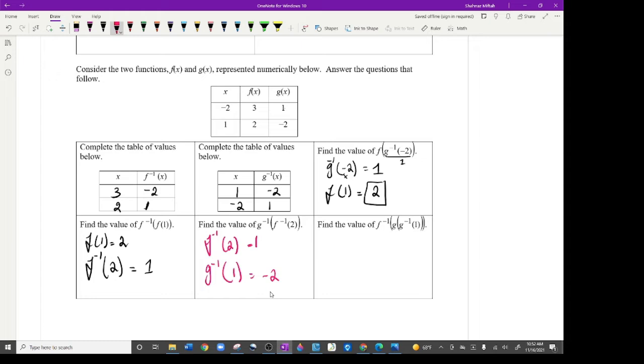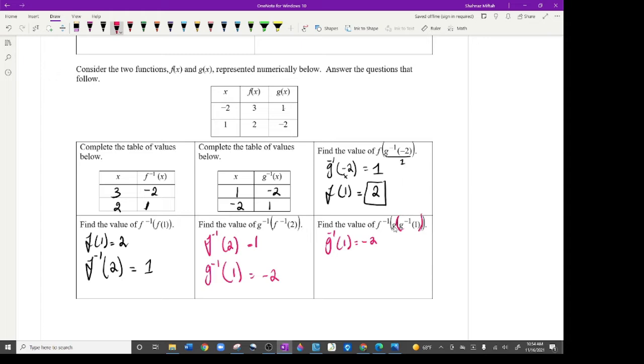Are you guys following me on this? Yes. Should I give you a minute to process that? Okay, I'll give you a minute. This one, look at the inside, okay? I'm picking this one first. So I got g inverse of 1. Can you tell me what is g inverse of 1? Negative 2. Negative 2. Okay.